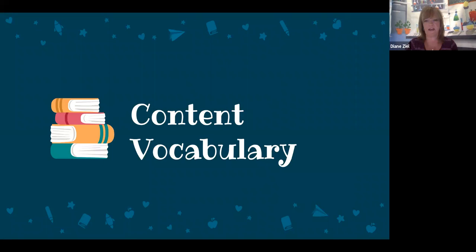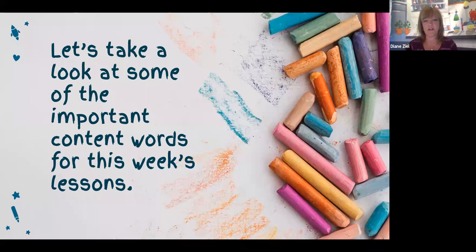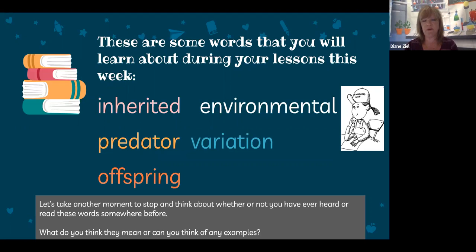Let's take a look at the content vocabulary. We're going to look at some of the important content words for this week's lessons. These are some words that you will learn about during your lessons this week: inherited, environmental, predator, variation, and offspring. Before we move on, think about whether or not you've ever heard or read these words somewhere before. What do you think they mean, and can you think of any examples?